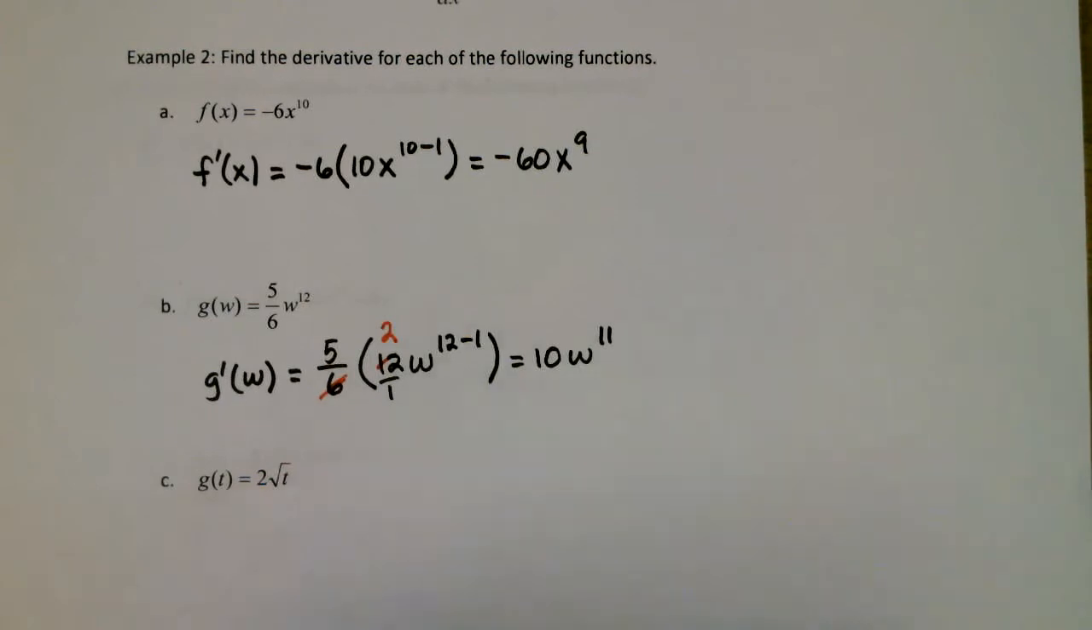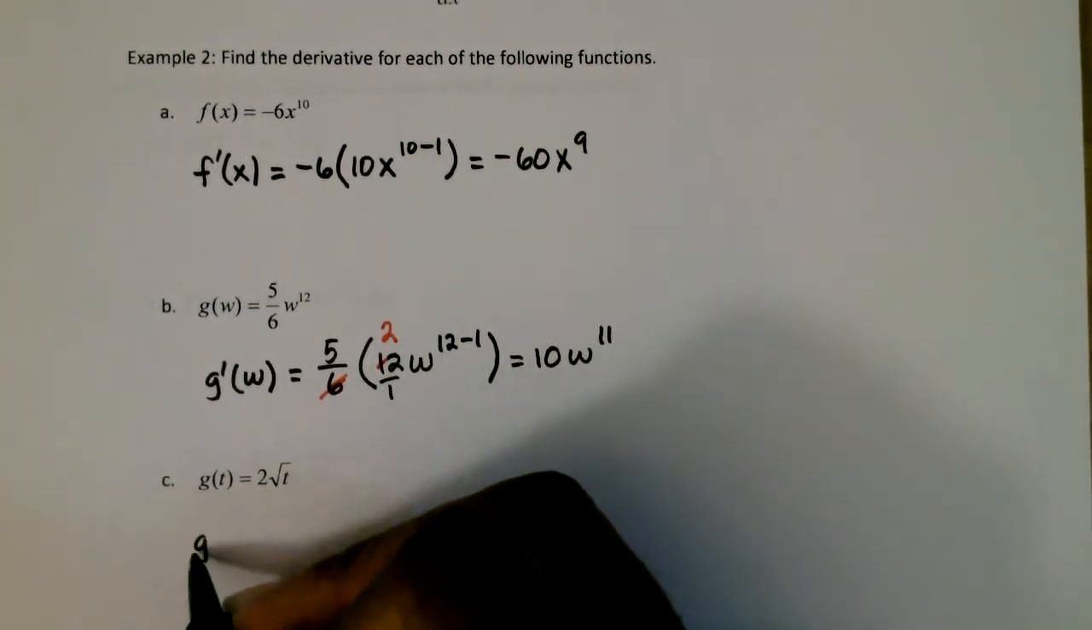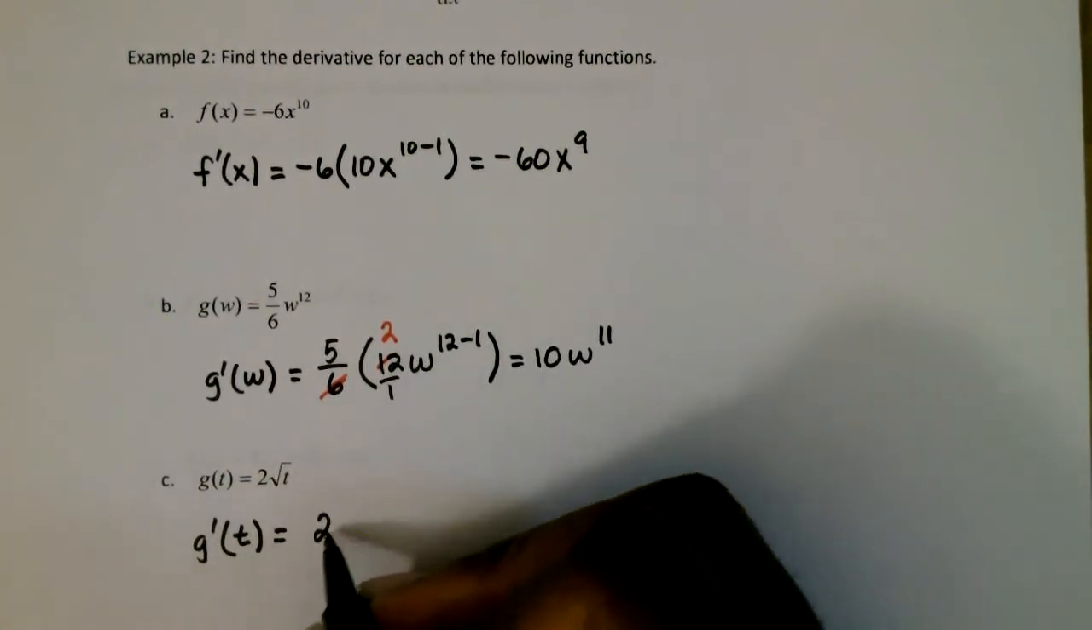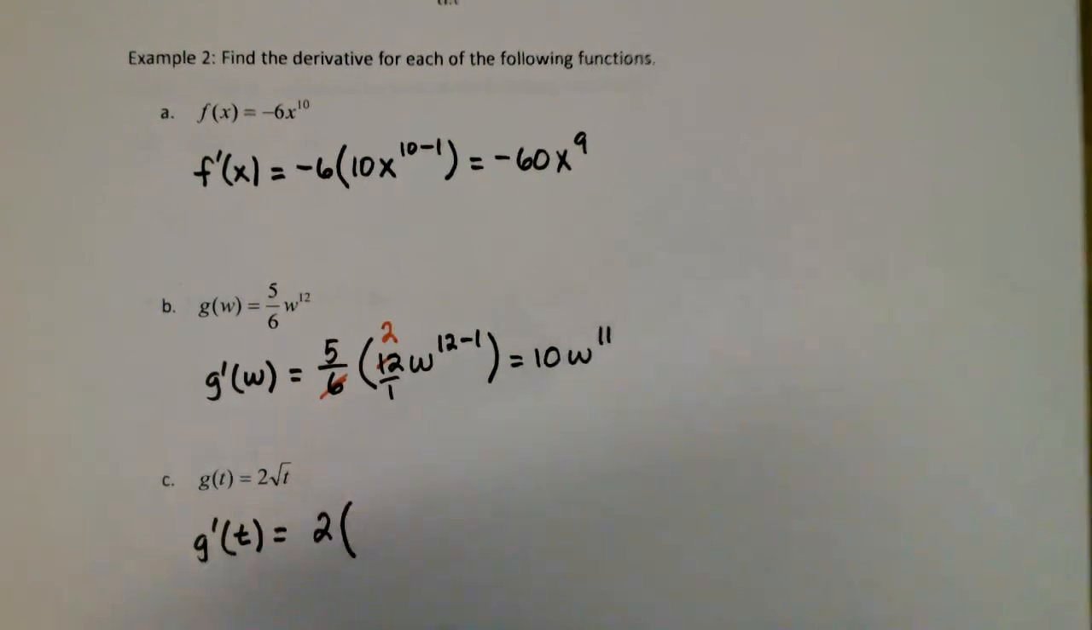Okay, now for g of t is equal to 2 times the square root of t. And I want to find out what g prime of t is going to be. So I'll write down the 2. Now for the square root of t.